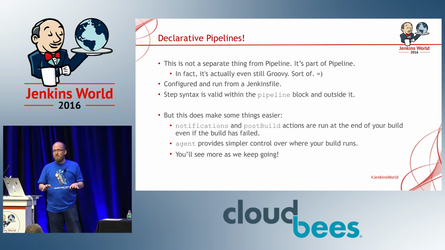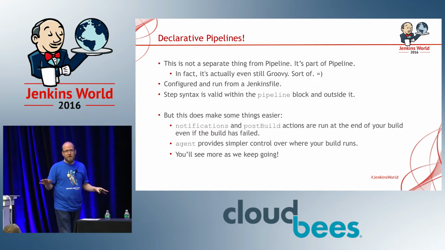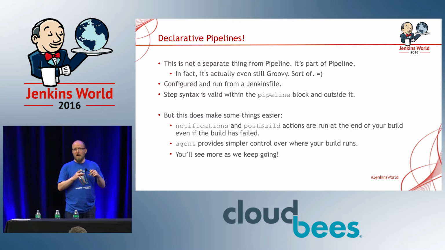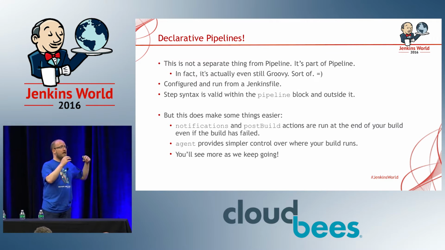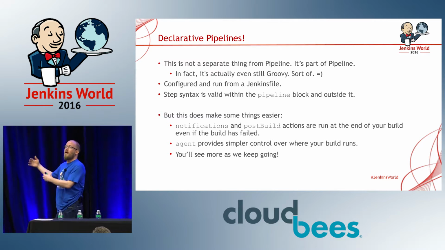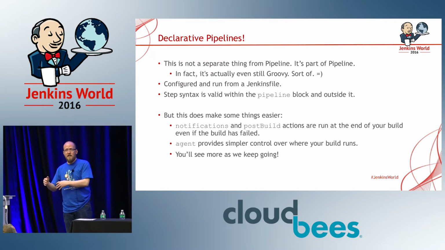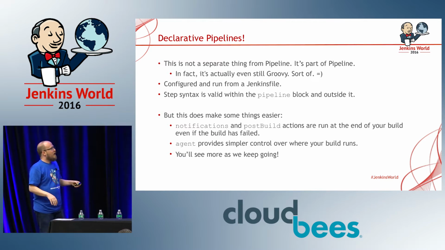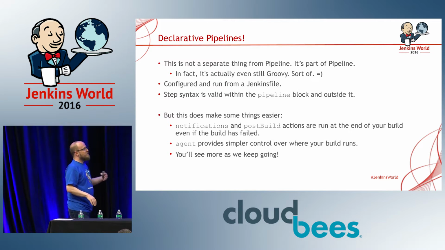It's configured and run from a Jenkins file, just as you're used to with pipeline. The step syntax within the pipeline block is valid both in the declarative syntax and in full-power pipeline script. It's not like you have to use a different syntax for running shell here and there. It's the same thing. But this does make a number of things easier.